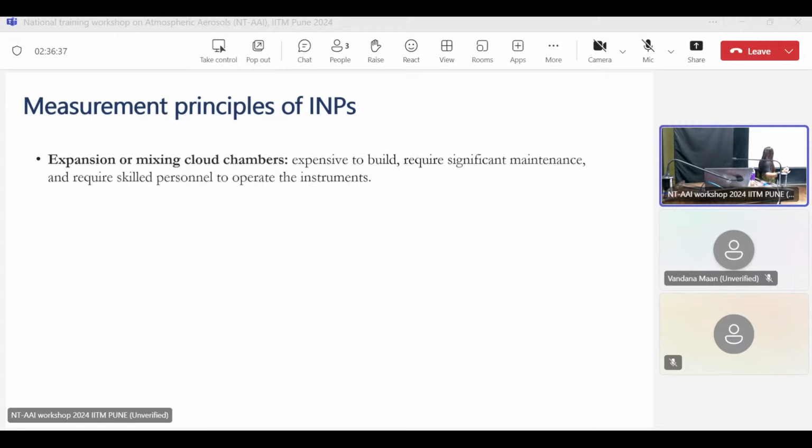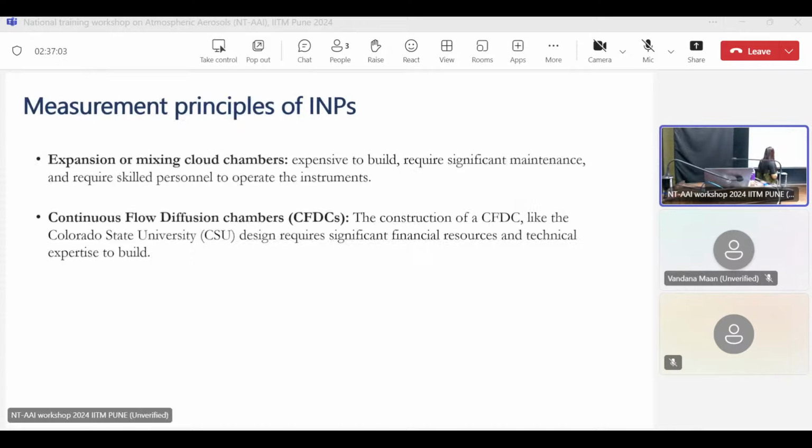So the first category of instruments is expansion or mixing cloud chambers. Have you heard of the mixing cloud chambers? Basically these are expensive to build, require significant maintenance, and require skilled personnel to operate. However, I believe that skilled people are required for operating any instrument. The second is the continuous flow diffusion chamber, CFDC. The construction of a CFDC like the Colorado State University design requires significant financial resources and technical expertise to build.